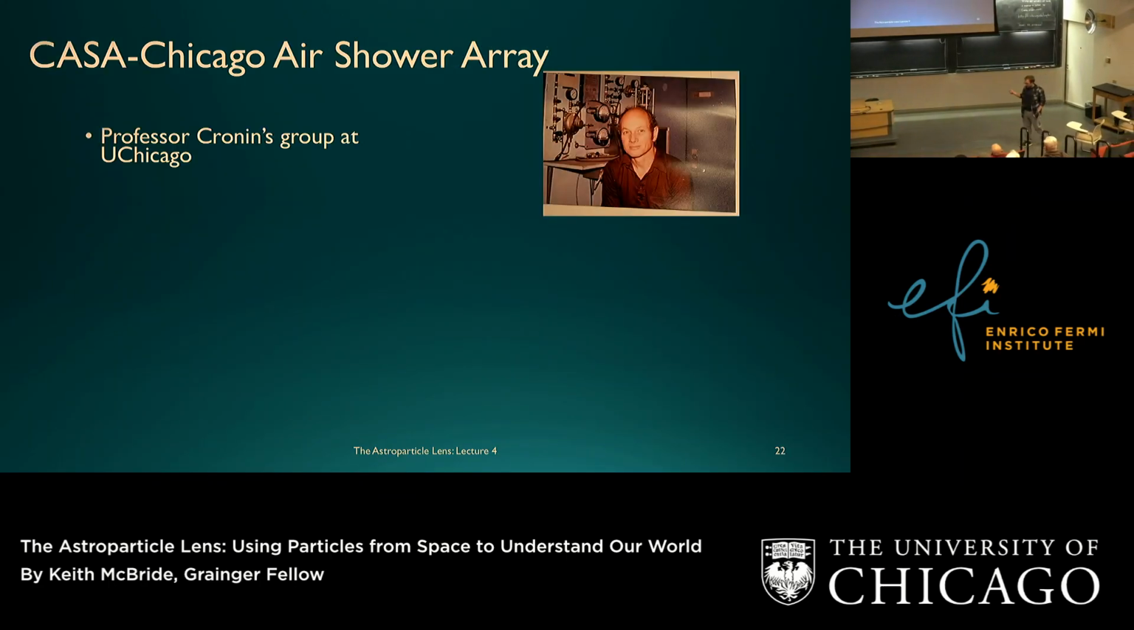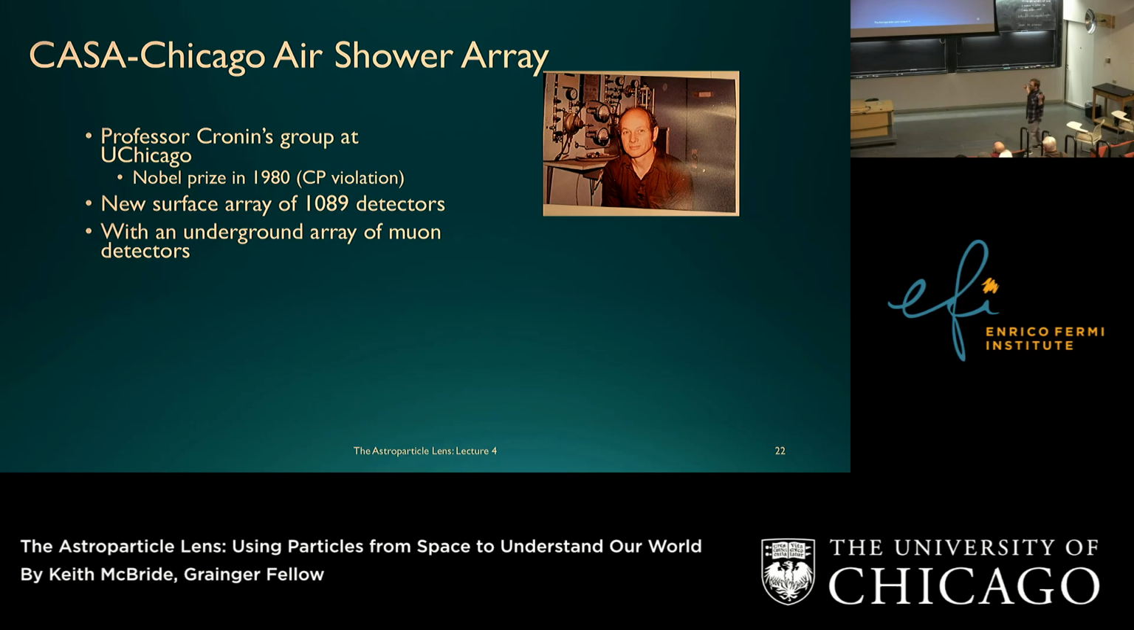One of the other arrays at the time that I should mention, because I'm here at the University of Chicago, was Professor Jim Cronin's group, which developed the Chicago air shower array. So Cronin was famous for also winning the Nobel Prize in 1980 for his discovery 20 years ago of CP violation in those strange particles, kaons. So if you're interested in that, you should Google it later. But basically he said, we're going to take the Volcano Ranch idea and scale it up 100 times, right?